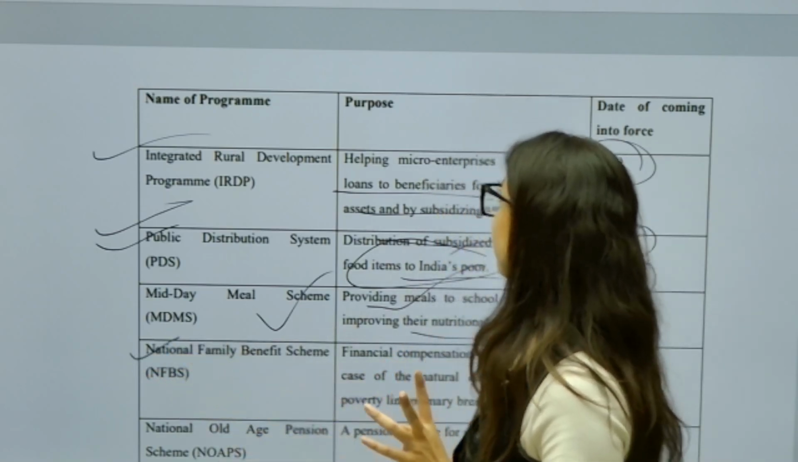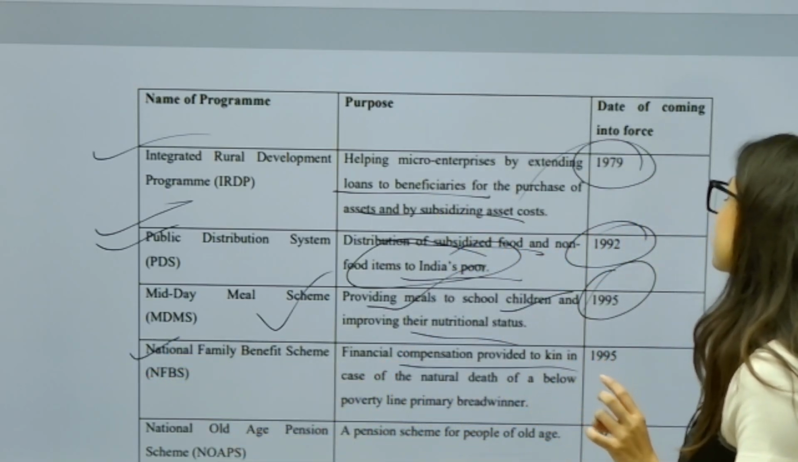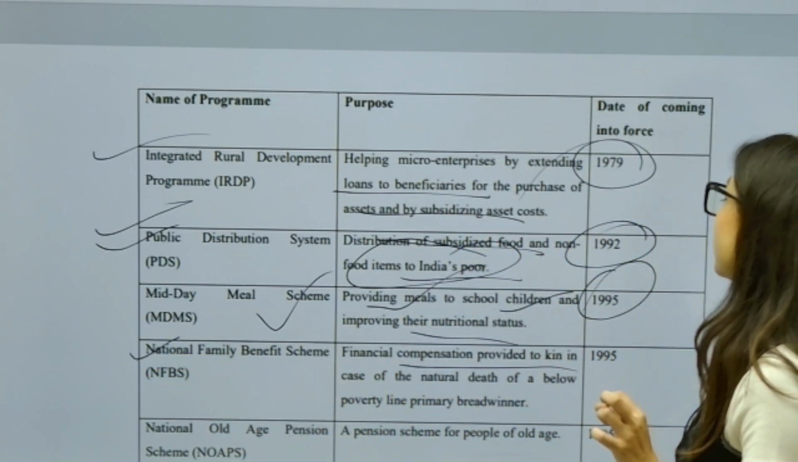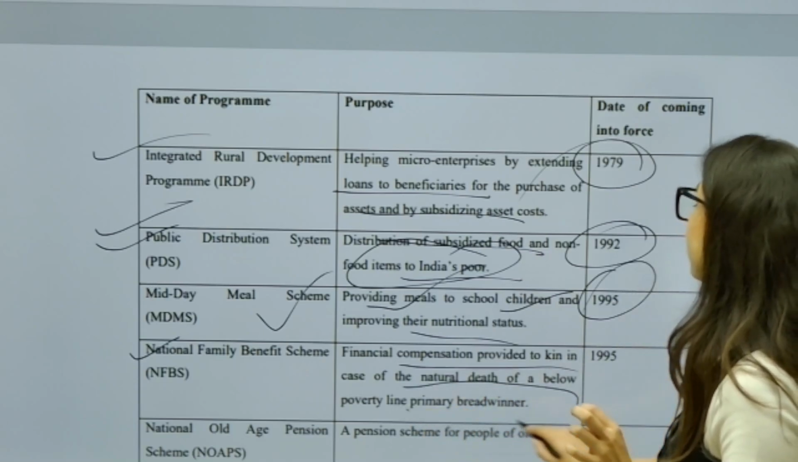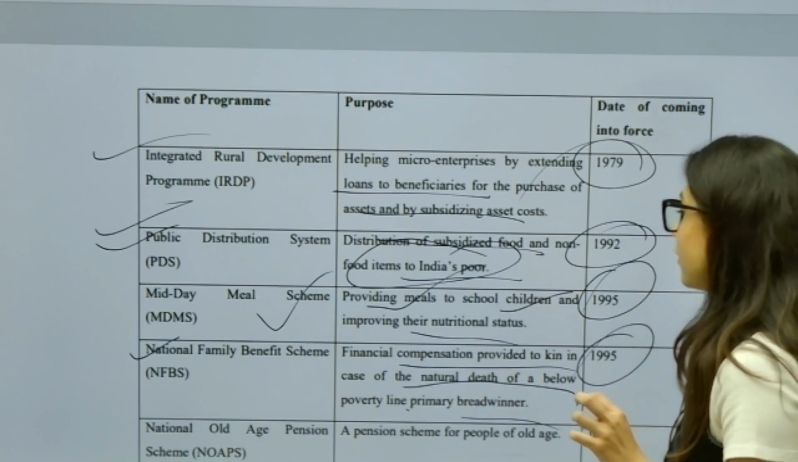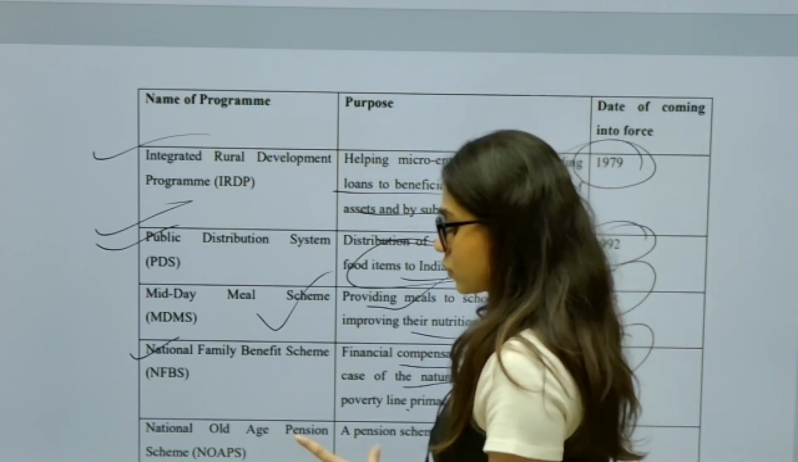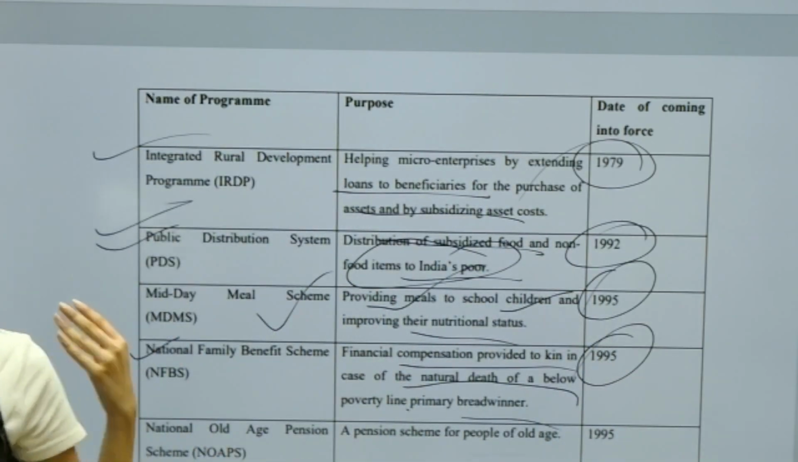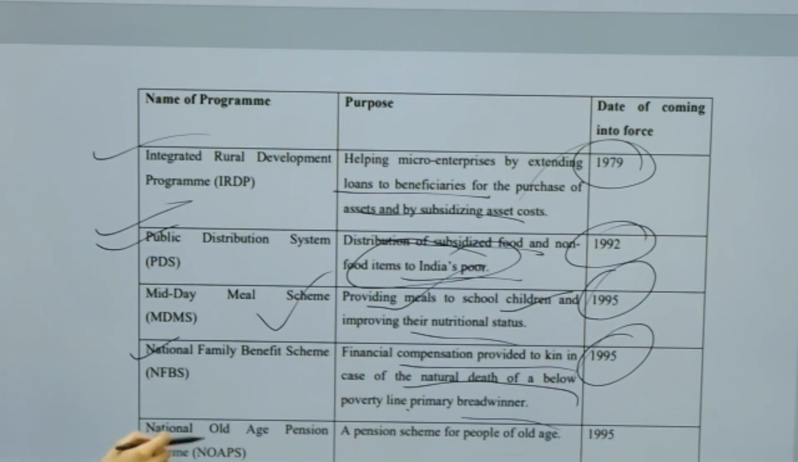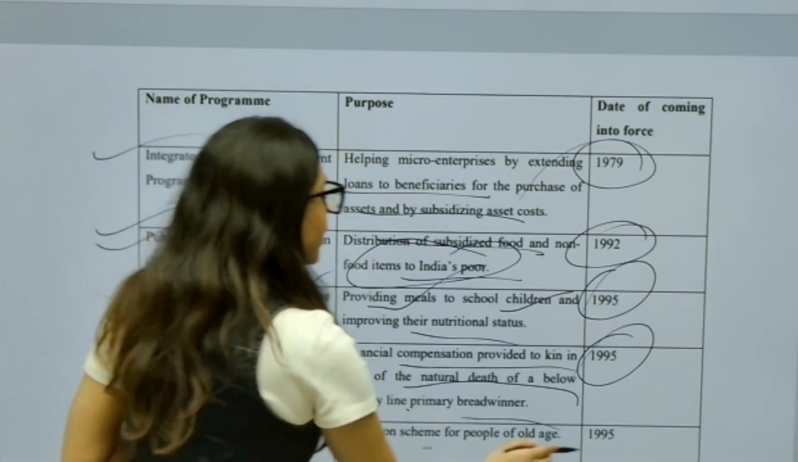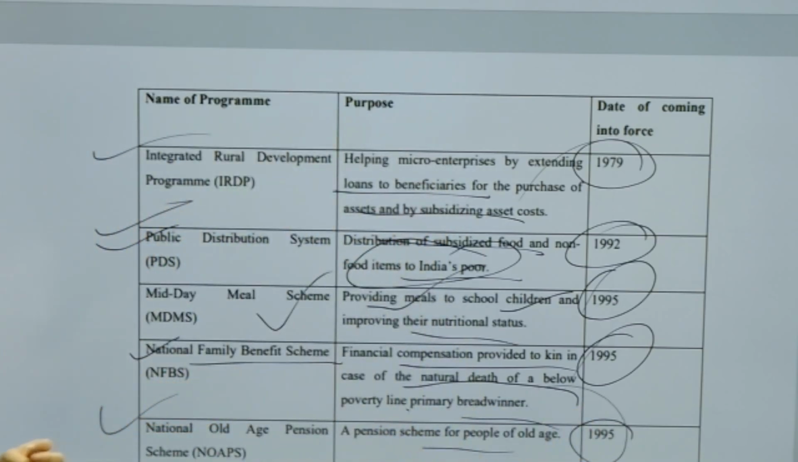Then the National Family Benefit Scheme, financial compensation provided to the kin in the case of death of the breadwinner in a below poverty line family, 1995. If the breadwinner, the head of the family who is earning, dies, then the compensation will be available. Then the National Old Age Pension Scheme, a pension scheme for people of old age, in the year 1995.